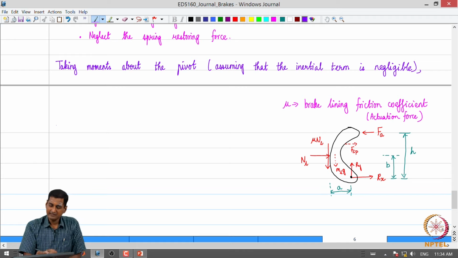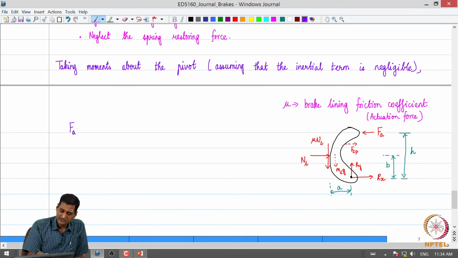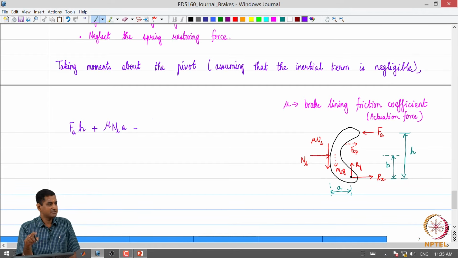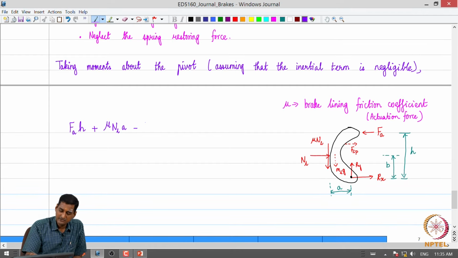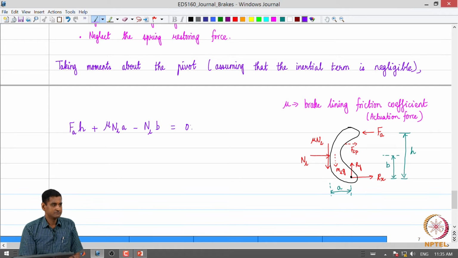Okay, what do we get? If I take moment about the pivot, one counterclockwise torque which I am going to get is FAH, then we are going to get mu NL times A. That is due to the friction force, another counterclockwise torque, and then a clockwise torque is going to be NL times B, and this we take to be 0. We are neglecting the other terms.